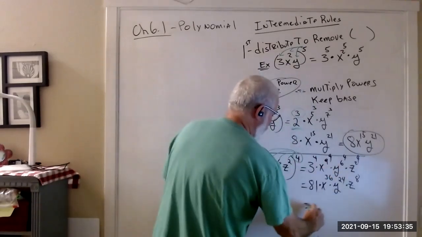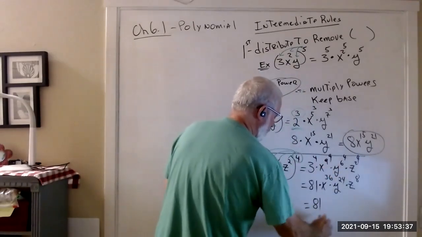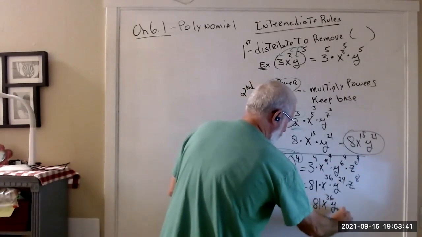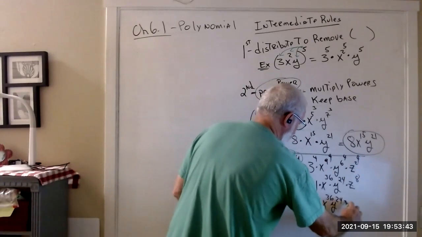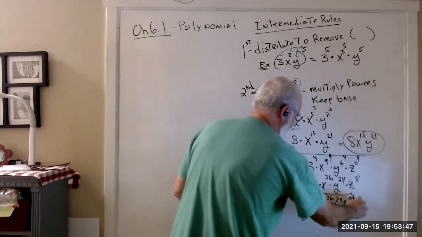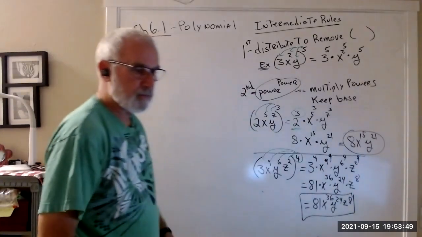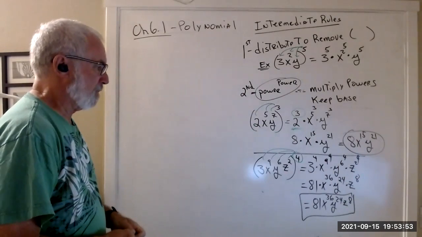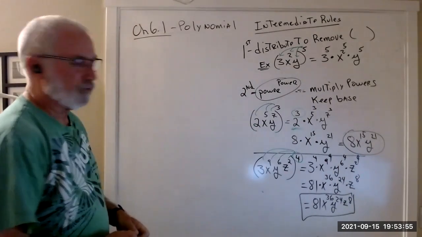Put it all together without the silly dots. 81 x to the 36 y to the 24 z to the 8. And that's my answer. Questions?